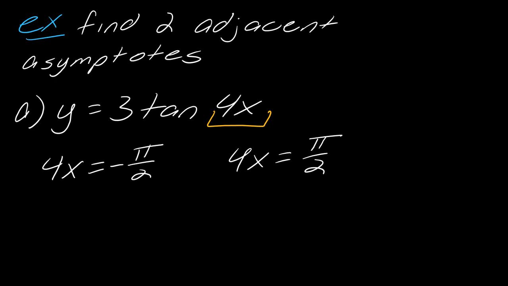So in this example, I look at 4x. So I set this up, and this is tangent. So I set up 4x equals negative pi over 2 and 4x equals pi over 2, and then I just go through and I solve for this. So remember, dividing by 4 is equivalent to multiplying by 1 over 4. So this is negative pi over 8 and pi over 8 for those.